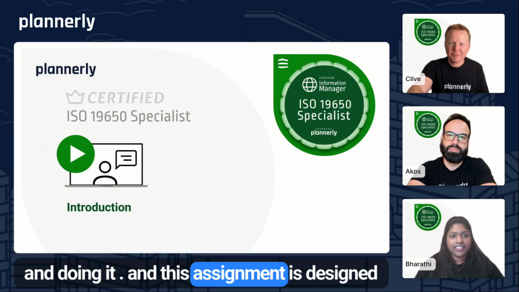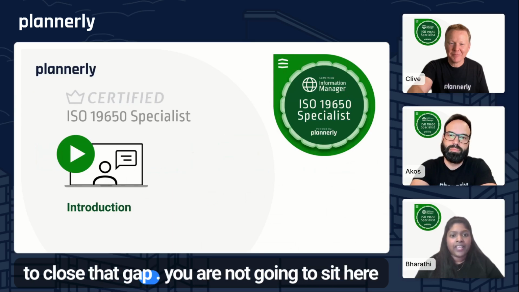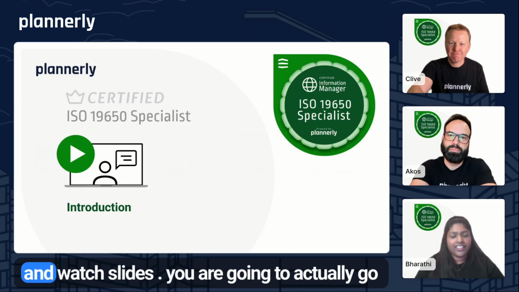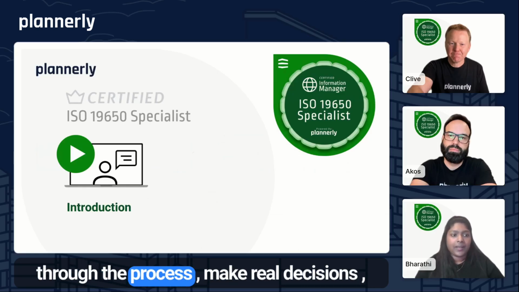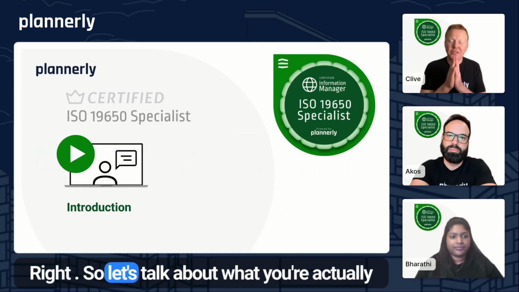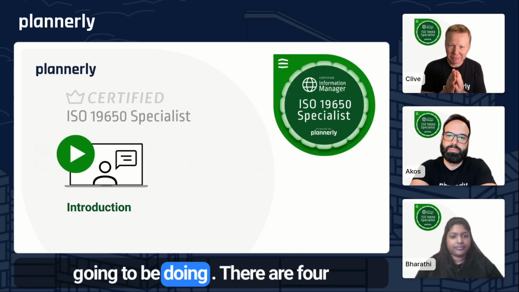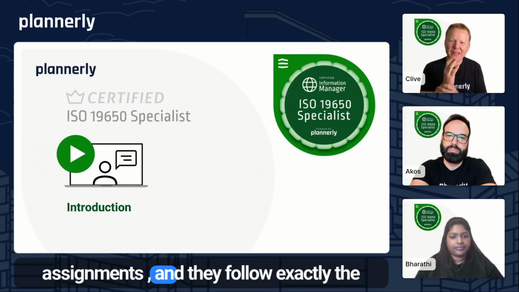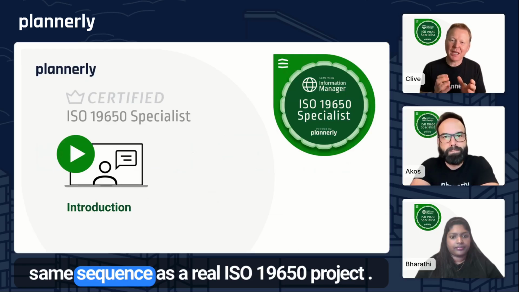And this assignment is designed to close that gap. You are not going to sit here and watch slides. You are going to actually go through the process, make real decisions, and produce real outputs as well. Right. So let's talk about what you're actually going to be doing. There are 4 assignments, and they follow exactly the same sequence as a real ISO 19650 project.